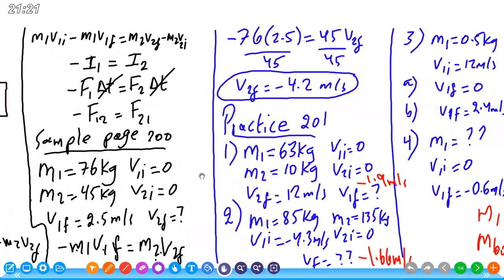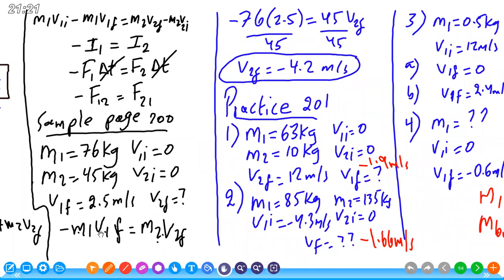So we said we can start with minus M1 V1 final is equal to M2 V2 final. So minus 76 times 2.5 is equal to 45 times V2 final, which is unknown. To get V2 final, divide by 45 on both sides. So here 45 with 45 is going to be cancelled. Okay, so then I will get V2 final to be about minus 4.2 meter per second.